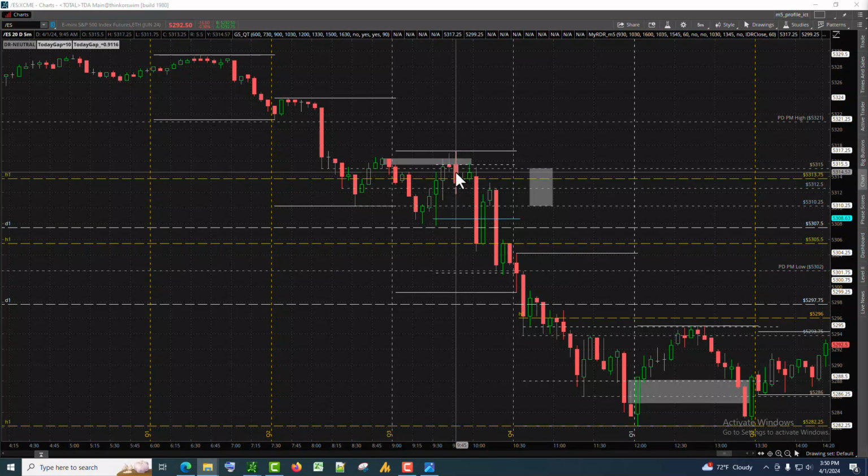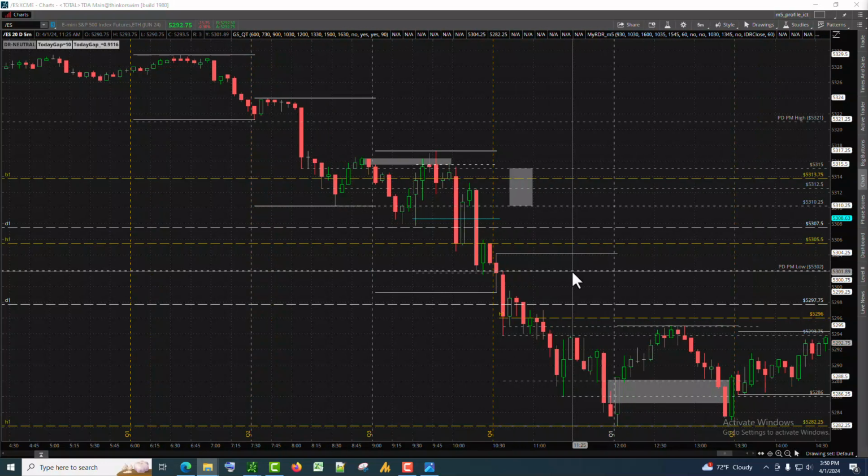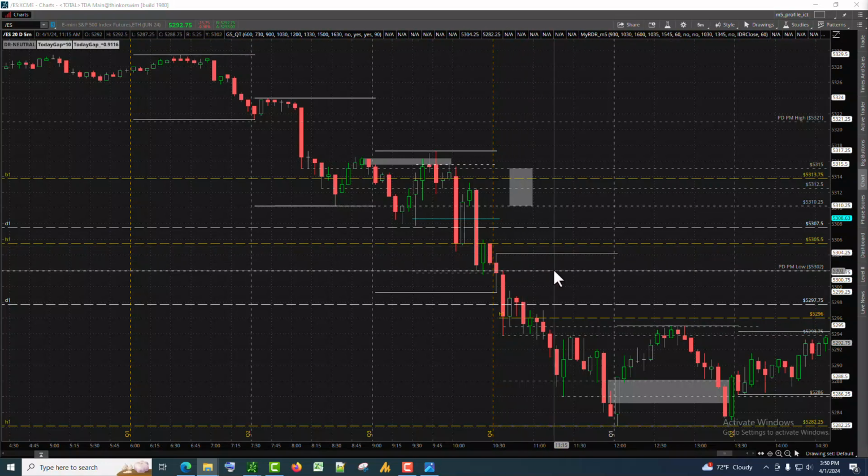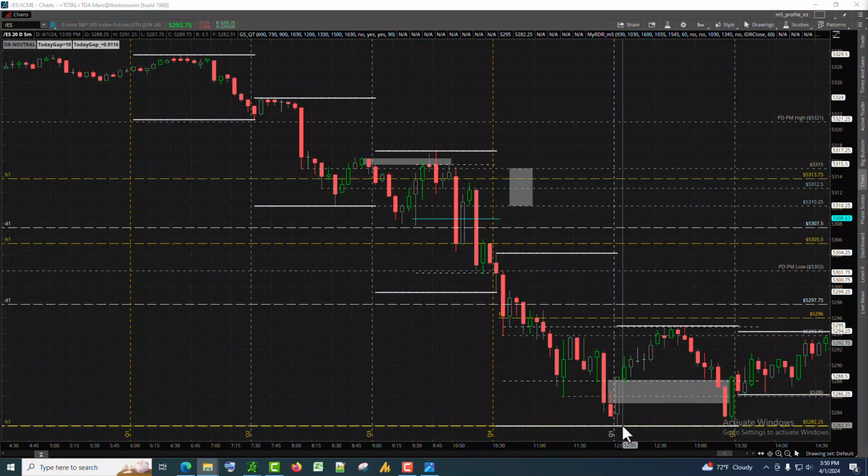If we want to go early, we can go early right here at 45. But if we go late, we can go right here at 55. And our target is going to be the PM session low. If we target the PM session low, our target is going to be here. But if we let it run, it hits exactly on the 1 hour time frame at this level.